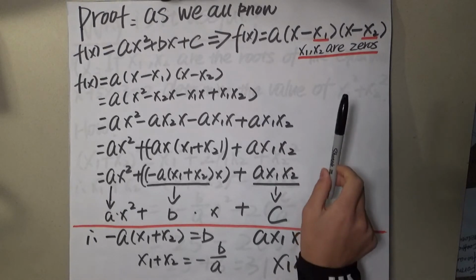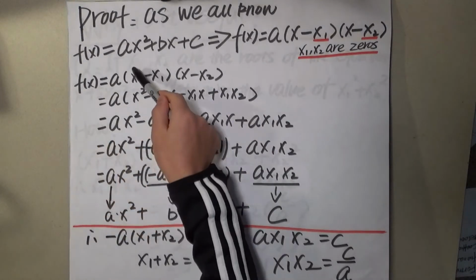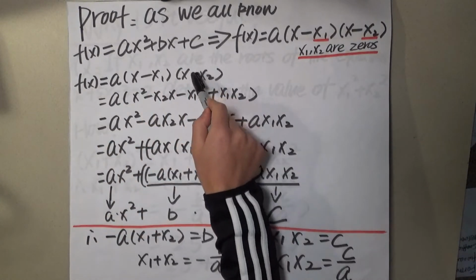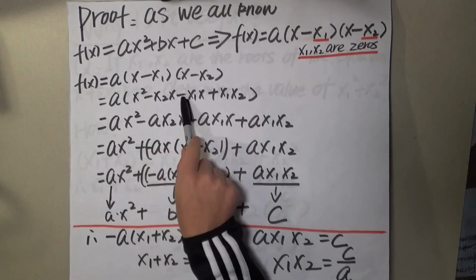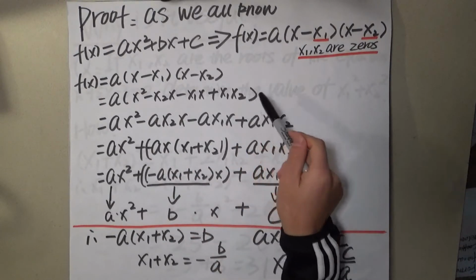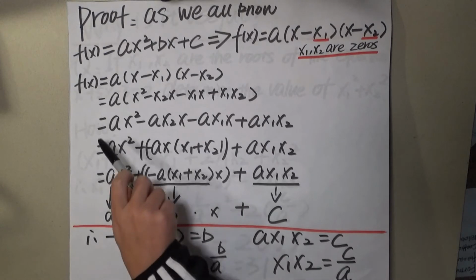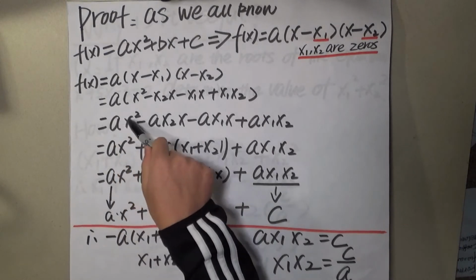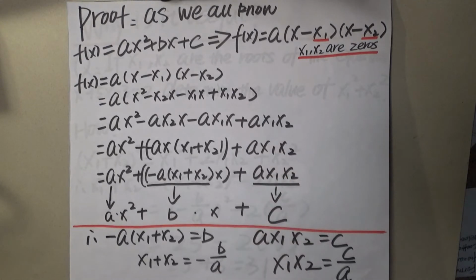So what we do is expand the factor form. Here, x times x, we get x squared. x times negative x2, we get negative x2 x. Then we do the same work for the following terms. Then we multiply a into each term in the parentheses.